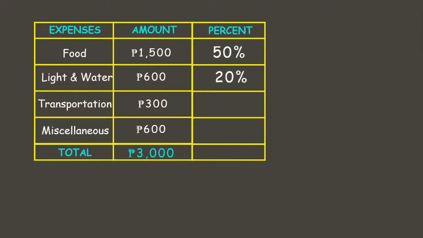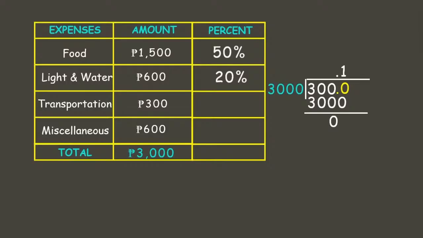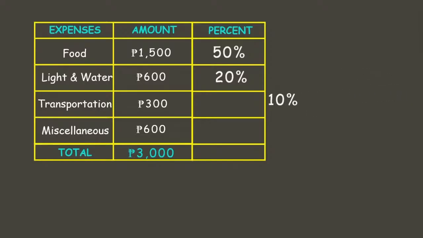Now let's move on to transportation, which is 300 pesos divided by the total amount, which is 3,000 pesos. Since 300 is smaller than 3,000, let us add 0.0. Now we have 3,000 divided by 3,000, which is 0.1. 1 times 3,000 is 3,000. And if we subtract this, this will be 0. Now we have 0.1 times 100, and that is 10%. Now that is the percent of transportation.